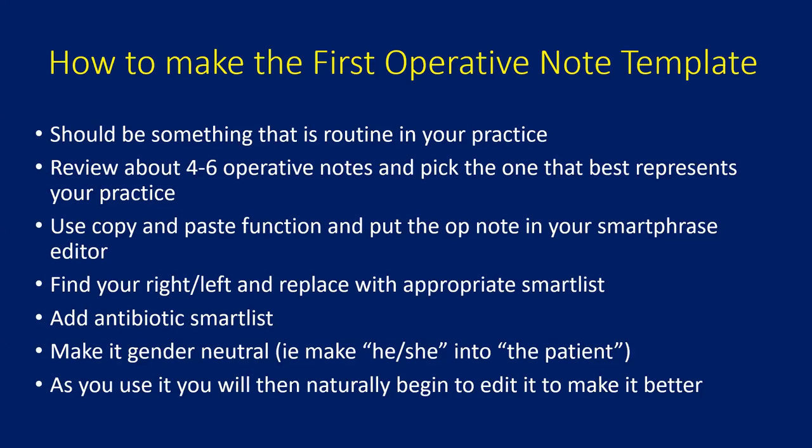I can find my rights and my lefts and put those in there, so I can just smart click through those and replace with a smart list item, add an antibiotic smart list, and then make it gender neutral. So basically I take all the phrases that say he or she and turn them into the patient, and you can use a simple find function for that and exchange. And then what you'll do is you go through this every time, you can naturally edit it so it better reflects what your practice is.